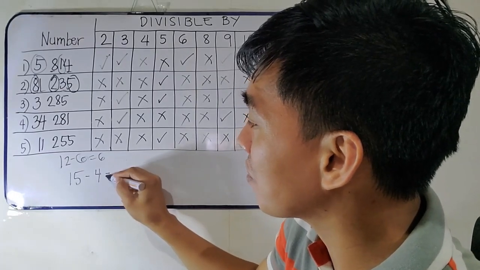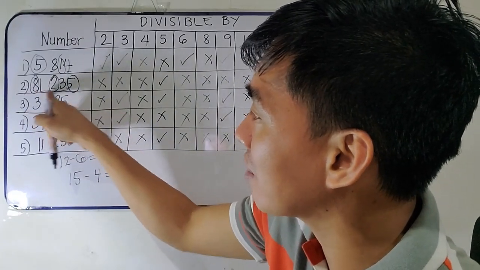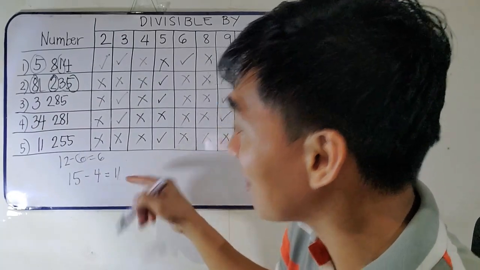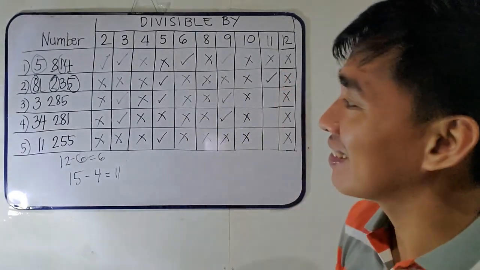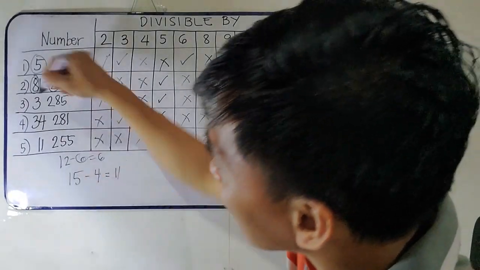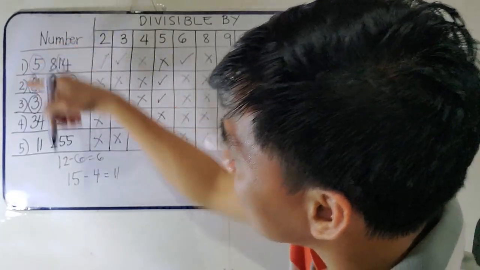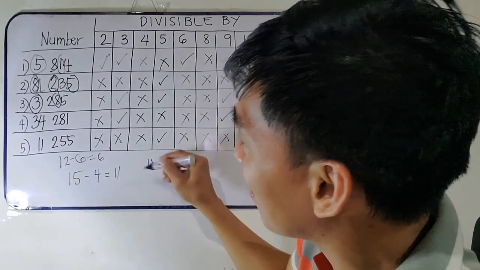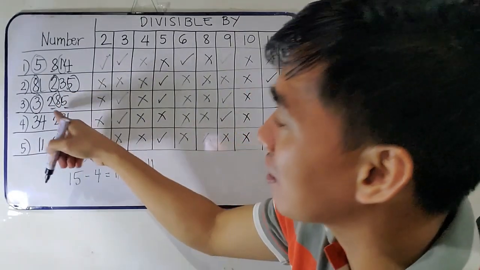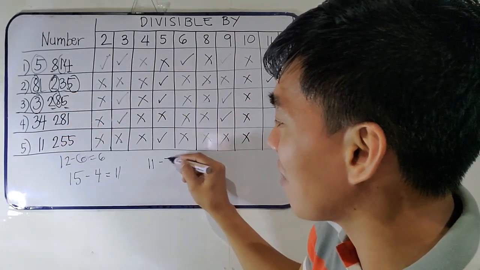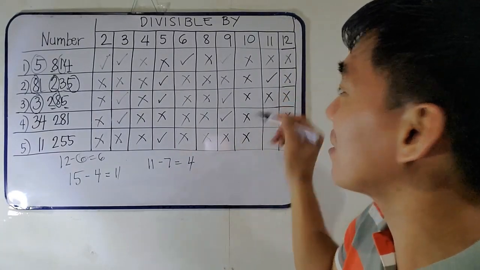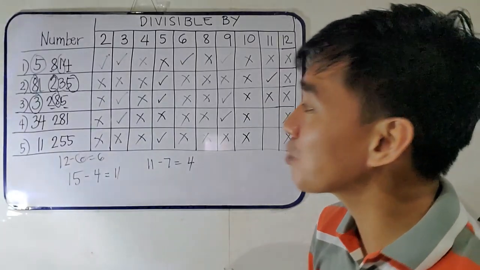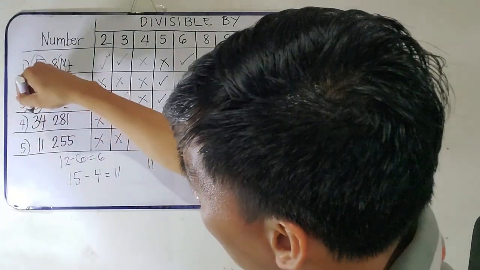So if you will subtract 15 minus the 4 here, that's 11. That's a multiple of 11. So check here. For number 3, this one and this one, the same group, so that is equal to 11. This one and this one, the same group, so that is equal to 7. So if you will get their difference, the answer is 4, not divisible. Let's proceed to number 4.